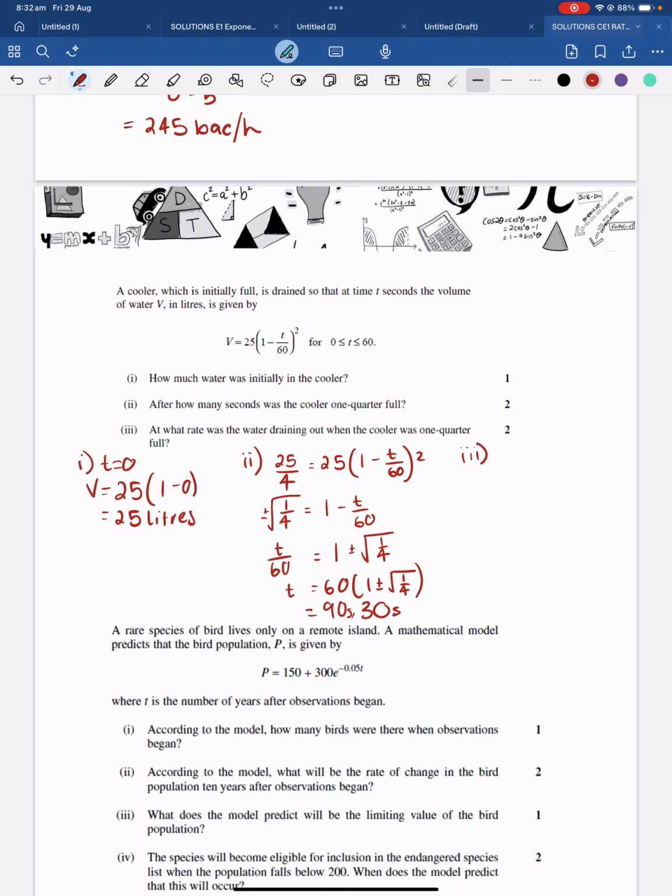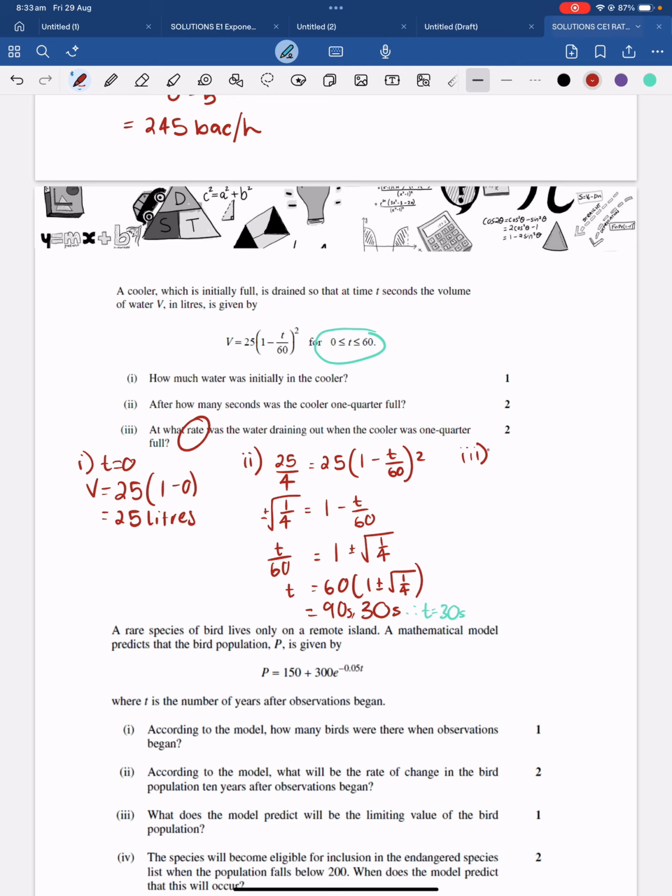Let's just go to part 3 though. At what rate, there's our word, was the water draining when the cooler was 1/4 full? And one thing to note, it's given us a domain here between 0 and 60. So therefore, it's when t equals 30, because 90 would be out of my domain. Okay, so part 3, rate.